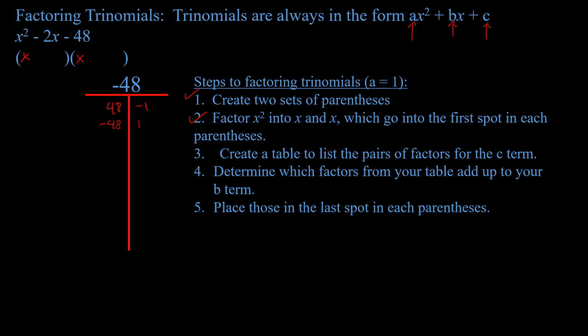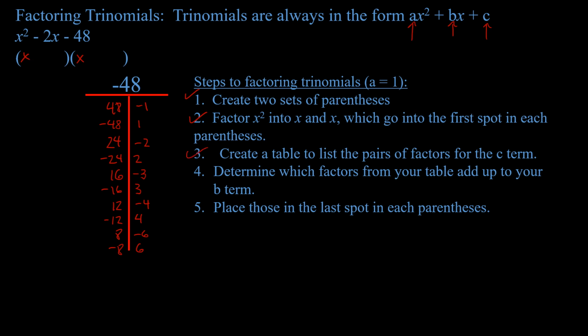Then we have 24 and negative 2, and we have negative 24 and 2. Now we've got 16 and negative 3, and we have negative 16 and 3. Then we have 12 and negative 4, and we have negative 12 and 4. Then we have 8 and negative 6, and we have negative 8 and 6. Now we have our factors there.